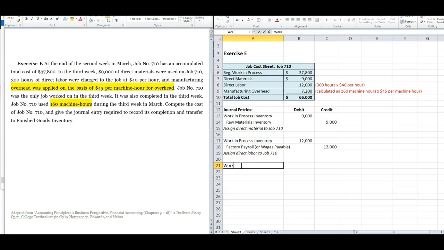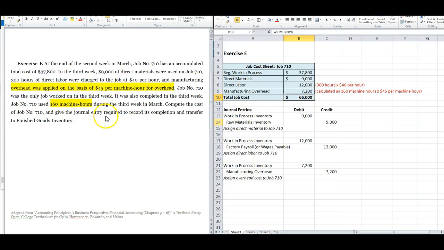Once again, because I'm adding costs to the job, I'm going to debit work in process for that $7,200, and I'm going to credit my manufacturing, factory, or just overhead. Any of those titles will work. So we're going to assign overhead cost to job 710. So the total cost of this job is $66,000.